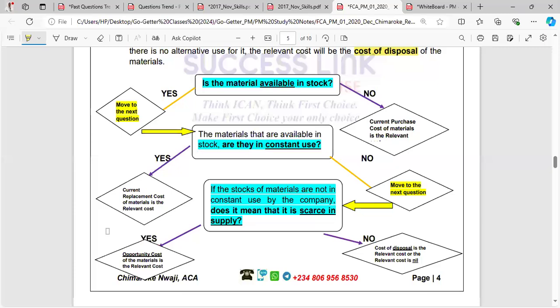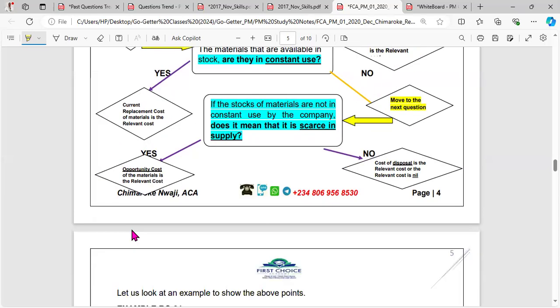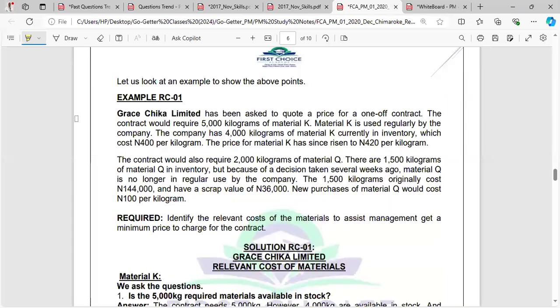small diagram here, relevant costs, the three questions that we have to ask, and how we sort them out. So this is the diagram for the relevant cost for material. As we solve questions, you'll be seeing us using this diagram to solve our problem. Now let's look at an example to buttress our point.